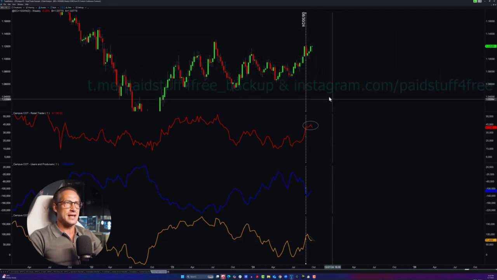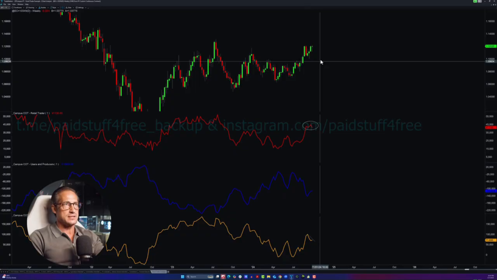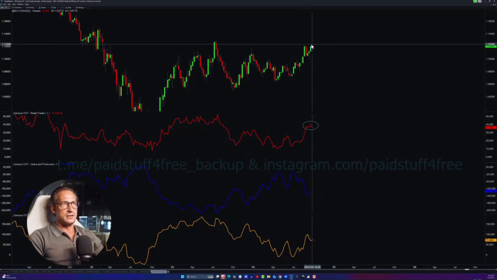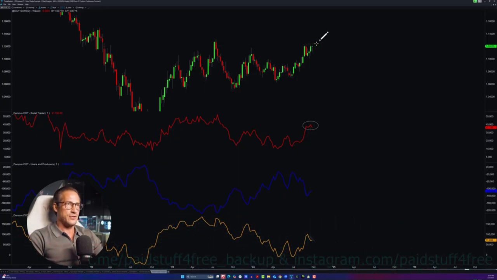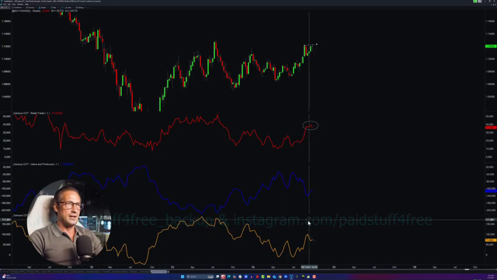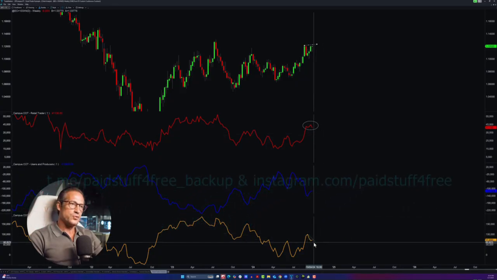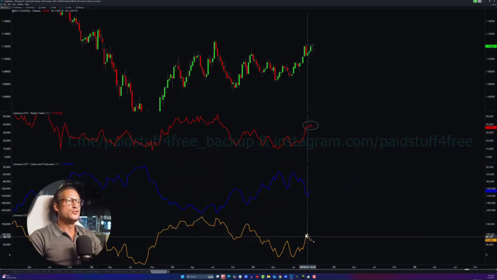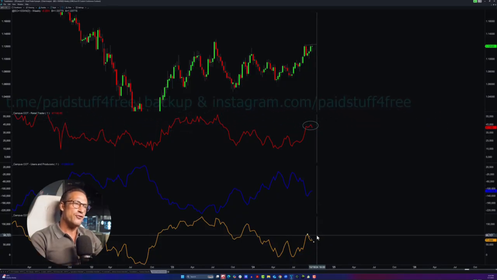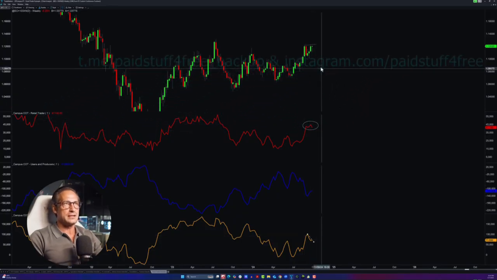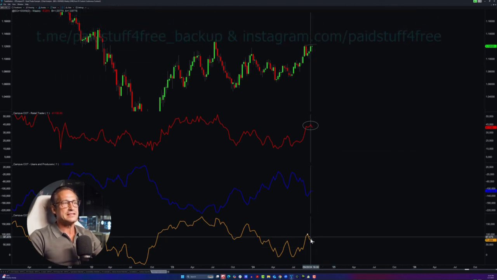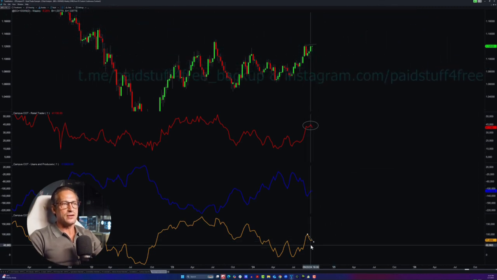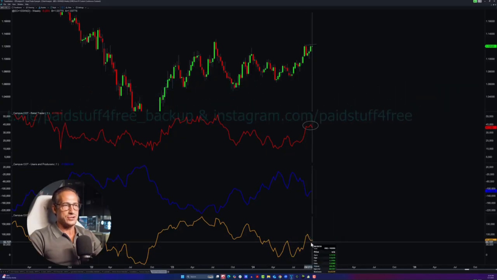It's already setting up. Price is attempting, or even, you see that here, price actually made already a new high here. But the fund managers didn't make a new high. They actually made a new low. So it's a negative divergence, meaning that price is about to drop as well, because price is following the behavior of the fund managers here.